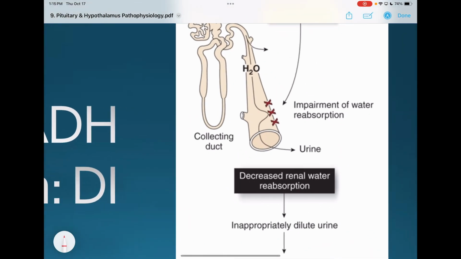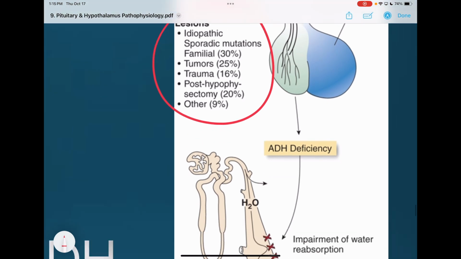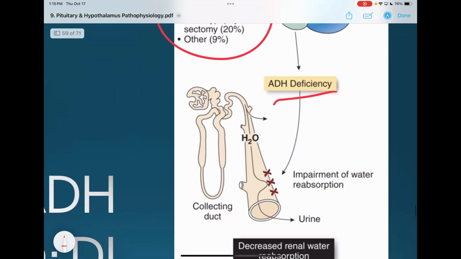So with DI, here's just another summary slide. ADH deficiency, impairment of water reabsorption.